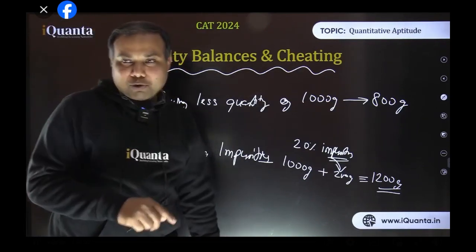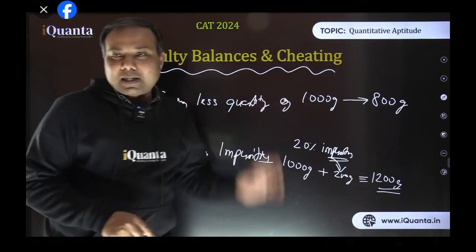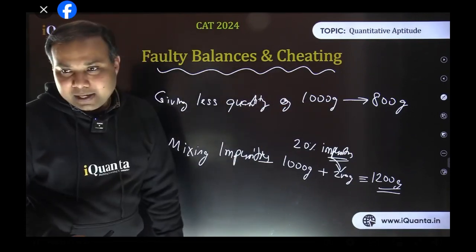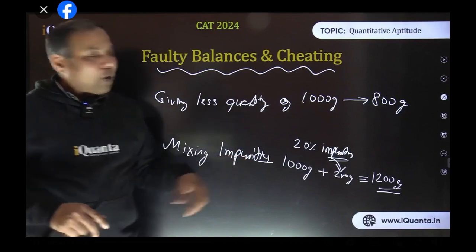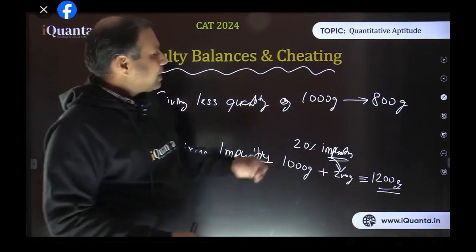In the questions which we are going to solve now, we have to calculate the profit percentage that the trader has made because of these cheatings. Fine? Because of these cheatings, we have to identify how much profit percent has been created. Now let's see one by one.